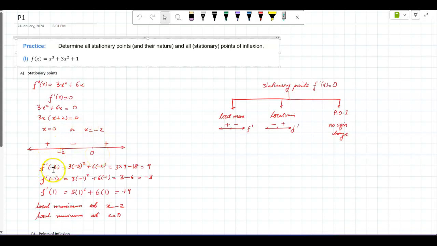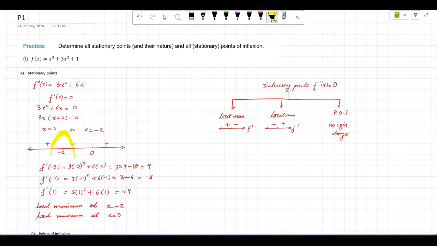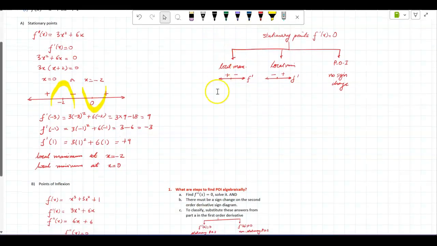Take a value before this, so I took minus 3, I got a value of 9, so positive. I took minus 1, I put a value inside, I got negative. So positive, negative, positive. If it goes positive then negative, it's a max: positive means it's increasing and then it's decreasing. So it's a local max at minus 2. Negative then positive means a local minimum.